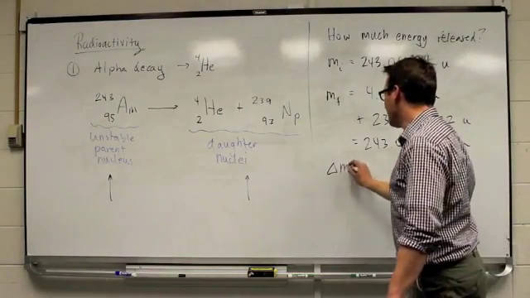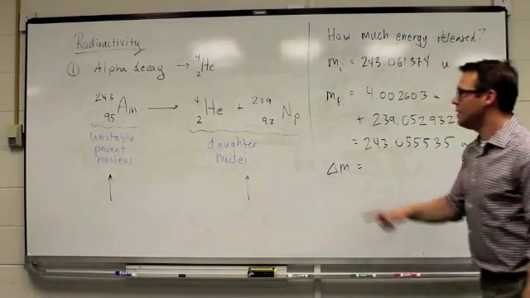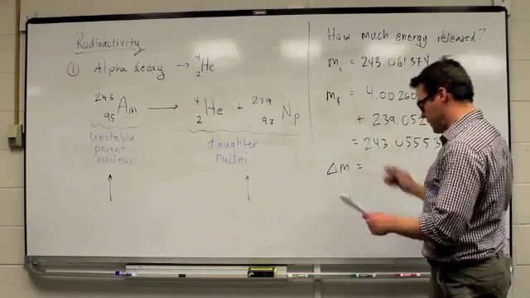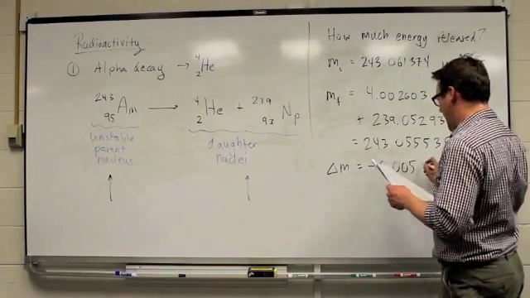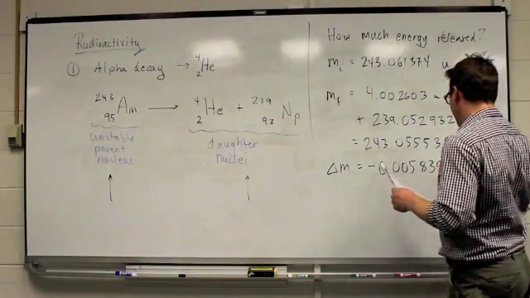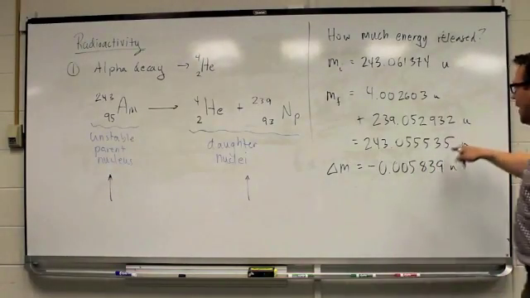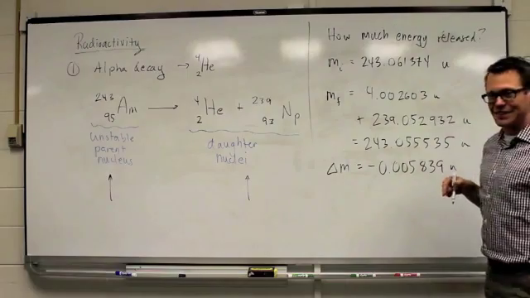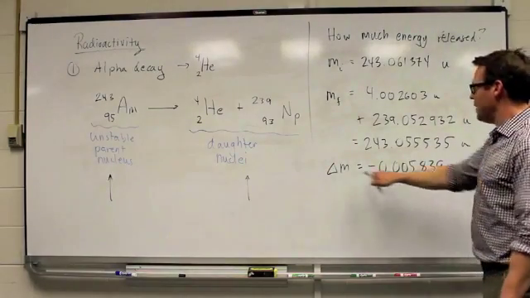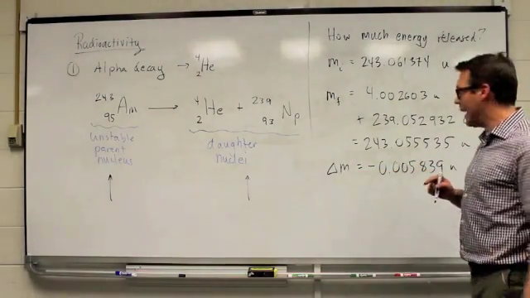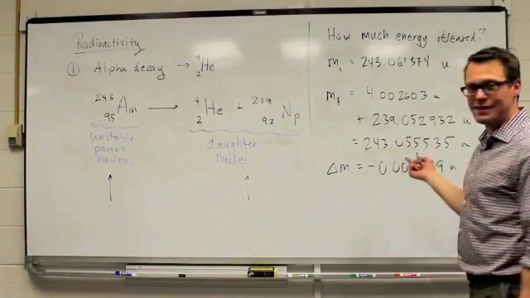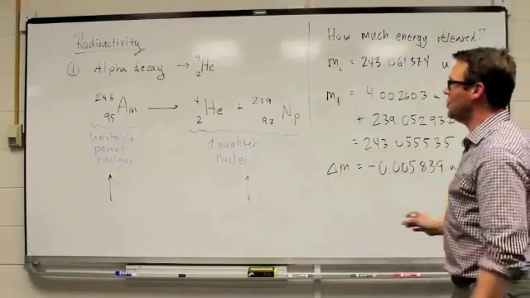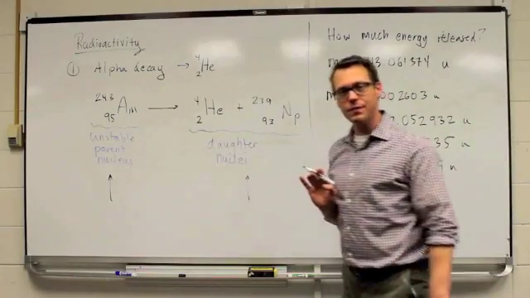So in fact, if you were to calculate the change in the mass over the course of this reaction, you find that it's negative 0.005839 atomic mass units. Now I hope you see why we kept all of those significant digits. So we have actually lost mass in this reaction. And so where did the mass go? Well, according to Einstein, it must have gone somewhere, and it went into kinetic energy of the daughter particles, right?